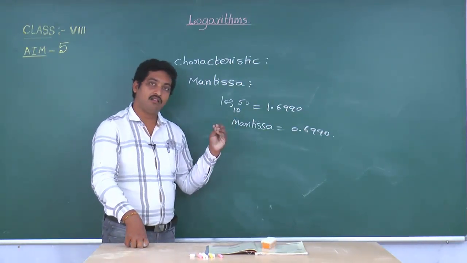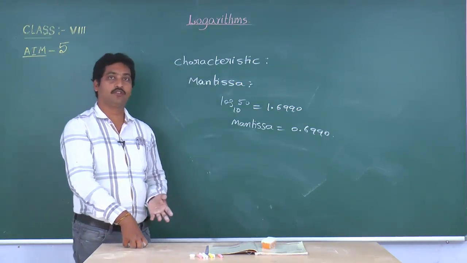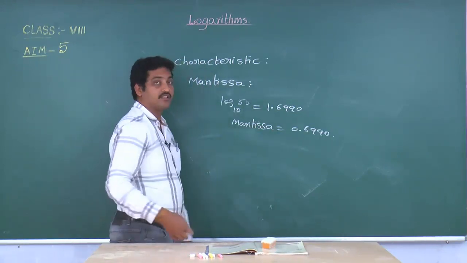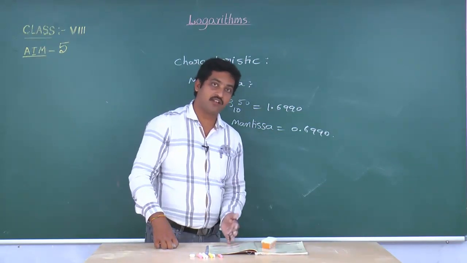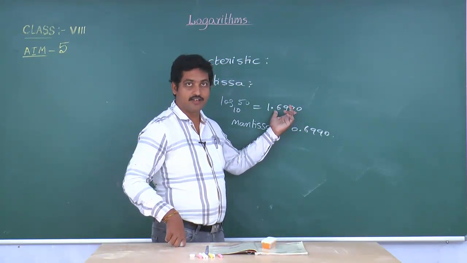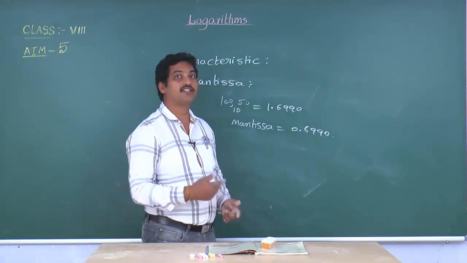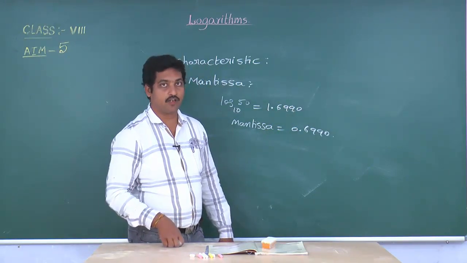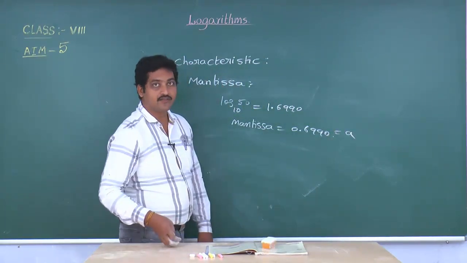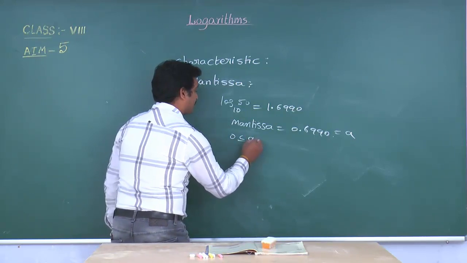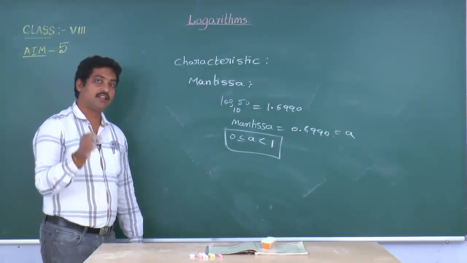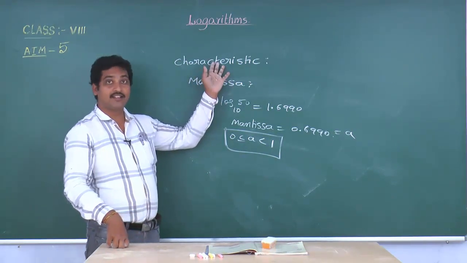Mantissa is always positive, and it takes the value 0 and values greater than 0, but less than 1. Because it is the decimal part, it lies between 0 and 1; it takes 0 also, but it doesn't take 1. Therefore, if Mantissa is equal to some a, we can write the range of the Mantissa as 0 less than or equal to a less than 1. Mantissa is always positive, whereas the characteristic is any integer.